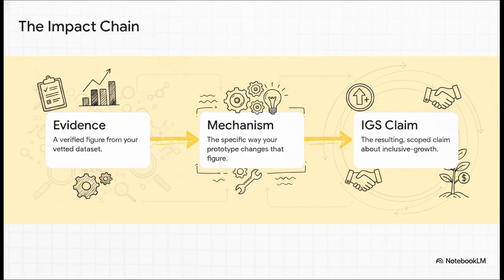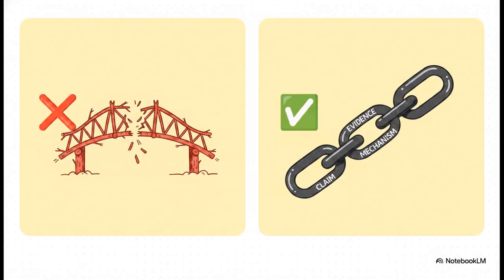Link 1 is evidence. You have to start with a verified figure from your fully vetted dataset. Link 2 is the mechanism. You state the precise, specific way your prototype actually changes that figure. Only then do you reach Link 3, the IGS claim, a resulting, tightly scoped claim about inclusive growth impact. Let me be clear. Absolutely no claim advances unless it traces back through a logical mechanism directly to a verified figure. Let's compare these side by side so you can really see it.